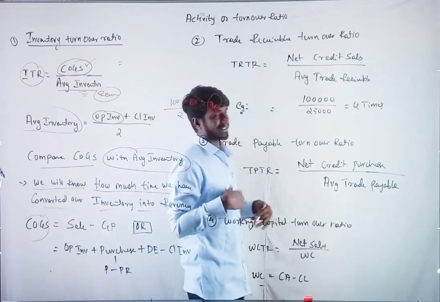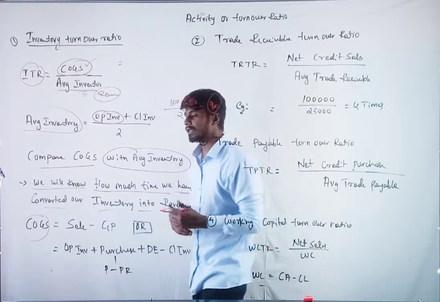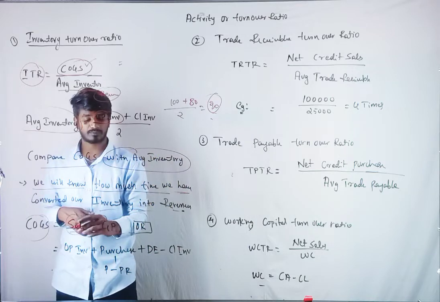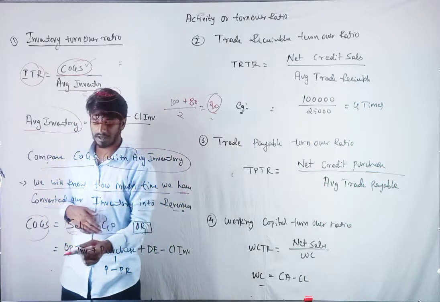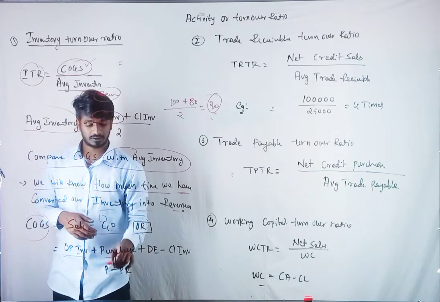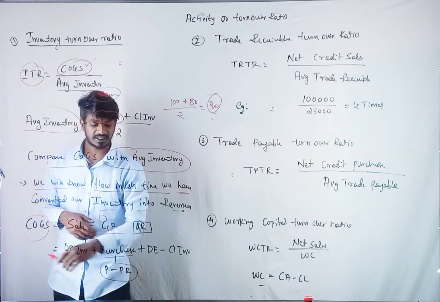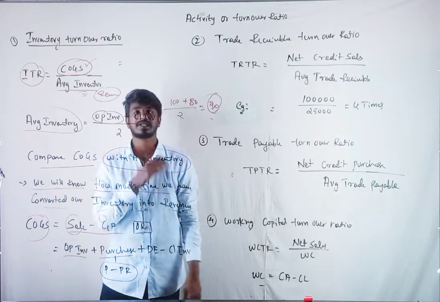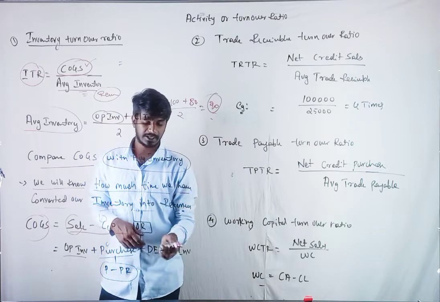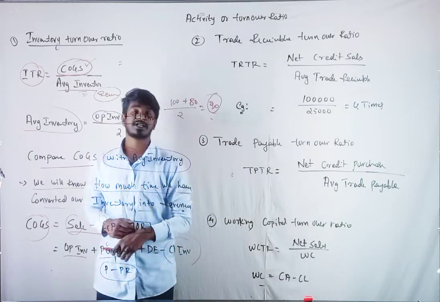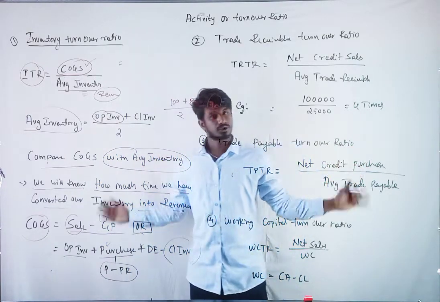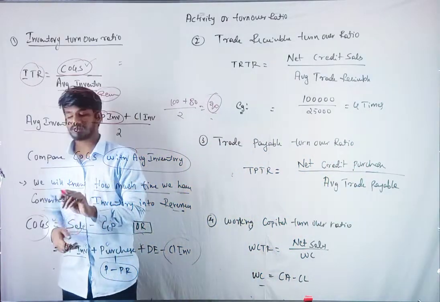Next, how should we calculate cost of goods sold? Sales minus gross profit. Or else, if sales or gross profit is not given, we have another method: opening inventory plus net purchases, where net purchases means purchases minus purchase return, plus direct expenses, minus closing inventory. Through this we can get the cost of goods sold.